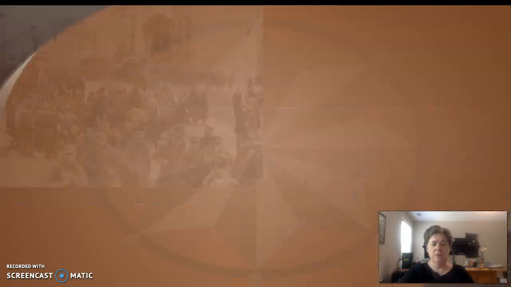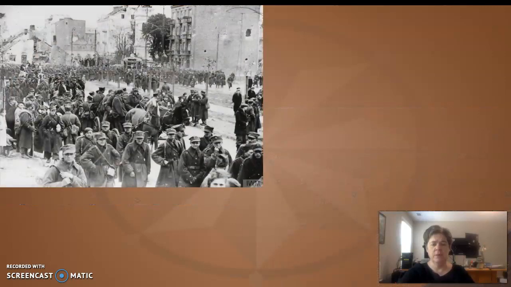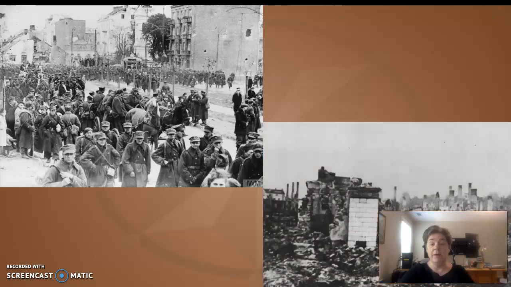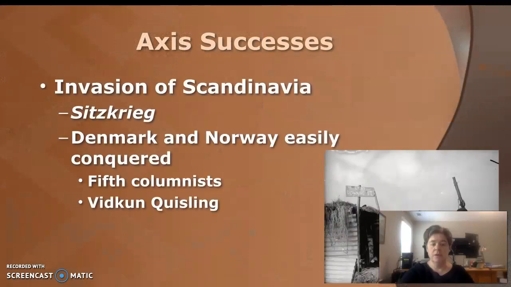We had these pictures. I'm not sure that you saw these pictures yesterday, but they are online. You can get these very easily. They're in our Google Classroom. We also talked about the invasion of Scandinavia, and how Denmark and Norway were easily conquered because of the fifth columnists. And remember the traitor named Vidkun Quisling.